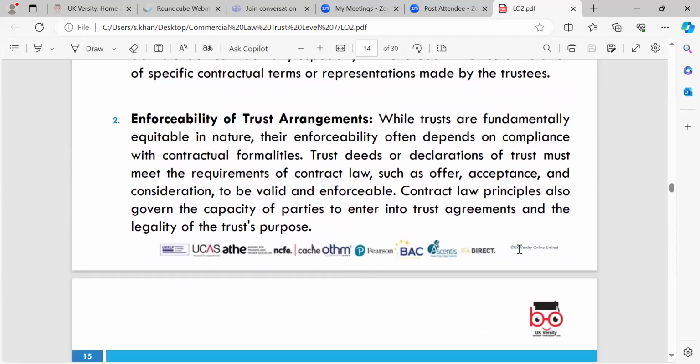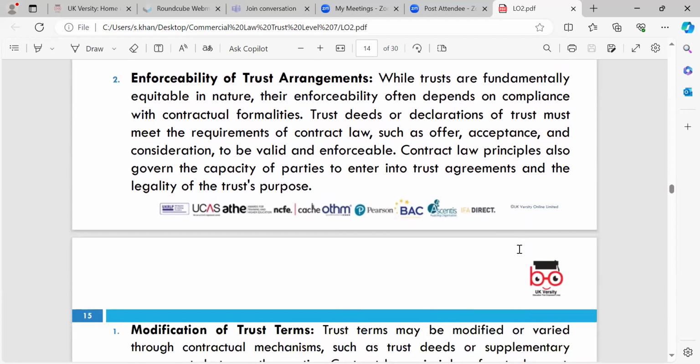Enforceability of trust arrangements. So while trusts are fundamentally equitable in nature, their enforceability often depends on compliance with contractual formalities. Trust deeds or declarations of trust must meet the requirements of contract law, such as an offer, acceptance, and consideration, as we mentioned earlier, to be valid and enforceable. Contract law also governs the capacity of parties to enter into trust agreements and the legality of the trust purposes.